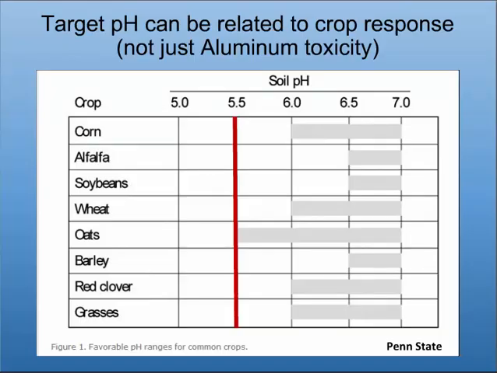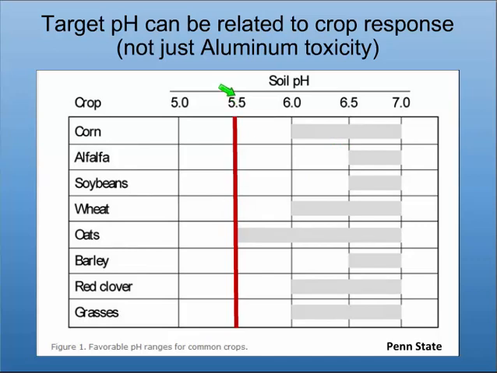So this is where target pH becomes important to what crop you are going to grow. If we just focus on aluminum toxicity, this red line, if we just get to a pH of 5.5, yeah, we might have knocked out toxic aluminum. We might have reduced the amount of toxic manganese or iron if there was a lot in your soil. But is it still the best pH for your crop? And this table from Penn State shows you some of the better pH ranges for corn sit between 6 and 7. Alfalfa even higher at 6.5 to 7. Oats can actually do better about 5.5.